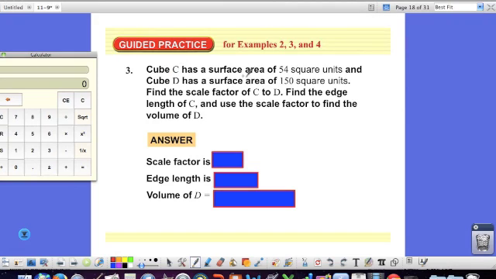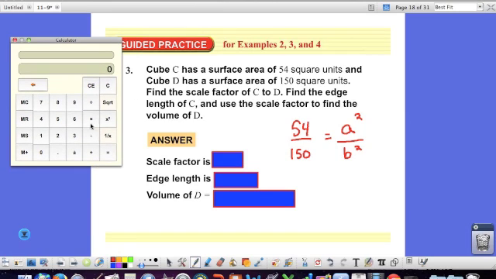So now we have cube C, which has a surface area of 54 square units. So 54 is going to be equal to some number squared. And cube D has a surface area of 150, which is going to be equal to some number squared. First thing we always want to do is simplify. I can see that 54 is divisible, not by 4, but it is divisible by 2, giving me 27.